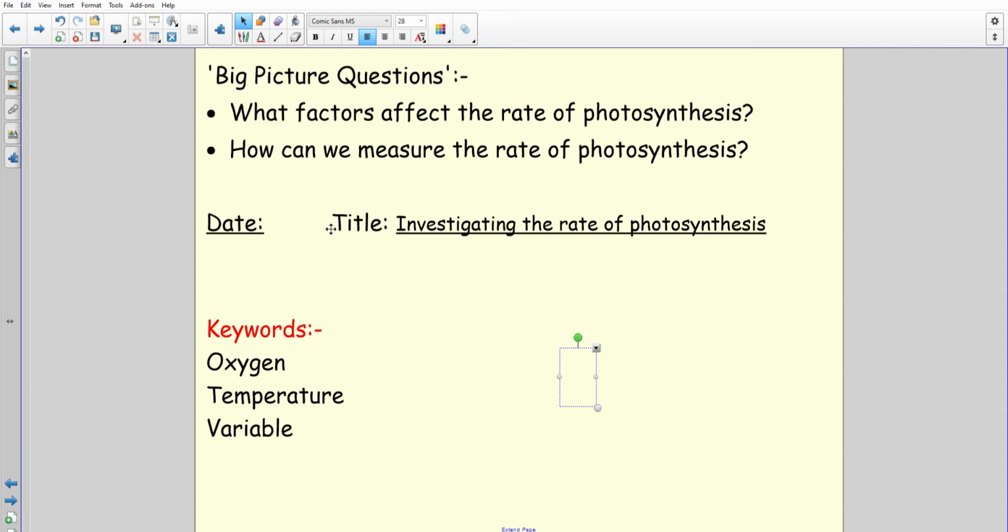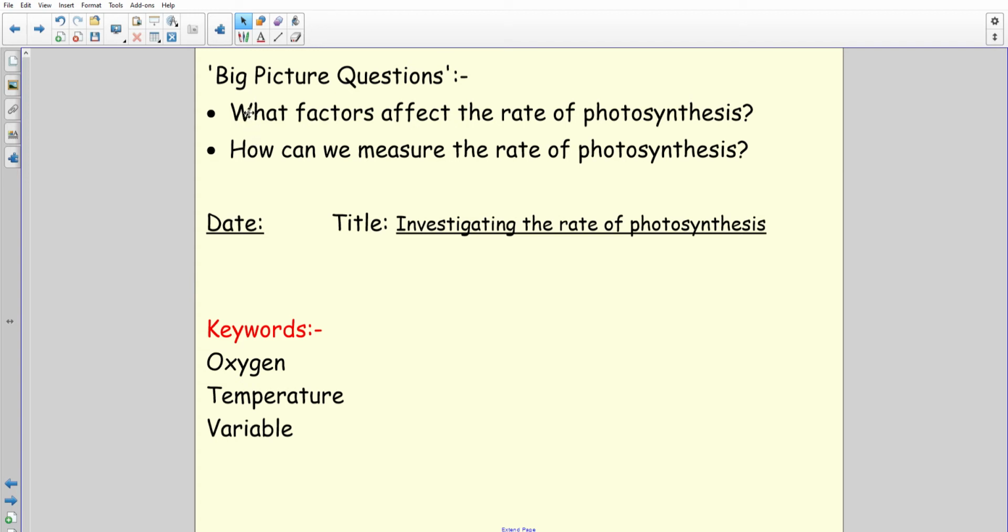Right, today's lesson, you're going to be looking at investigating the rate of photosynthesis. So you want to write your title down, which is investigating the rate of photosynthesis, your date today, and you might want to write down these keywords as well in your books. Okay, so if you want to pause the video and do that, and then we'll go through what we're doing.